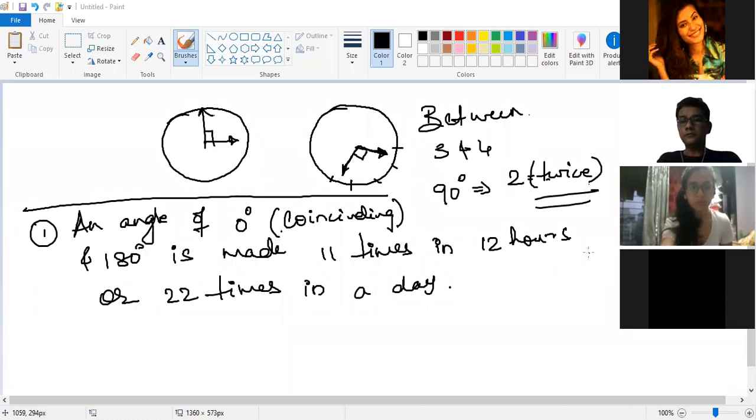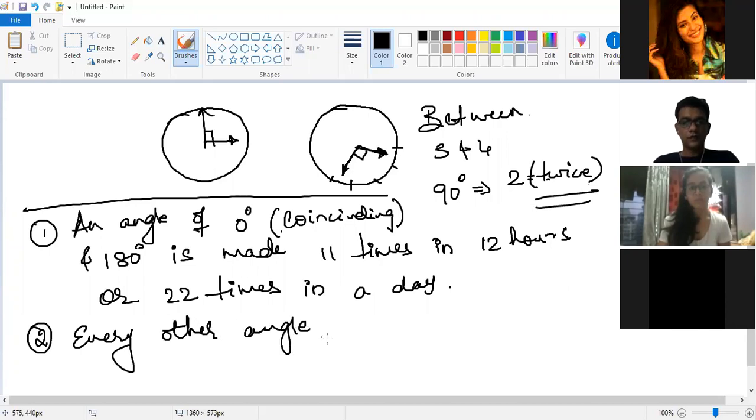Okay. Now, making that a statement, the next important point we need to know is that every other angle, any angle that comes to your mind, there is an exception of one angle, which is 120 degrees, but I do not want to include that because it's confusing and that's hardly anything. So we'll just generalize it, saying that every other angle happens twice in an hour.